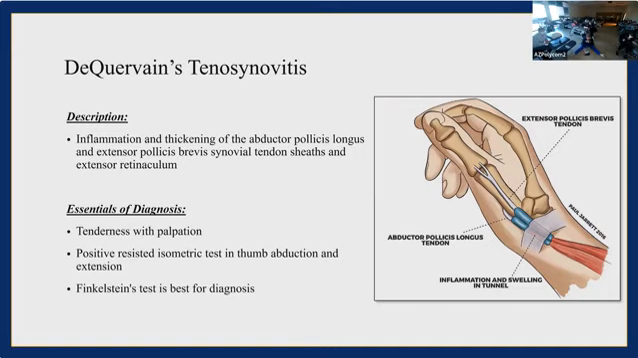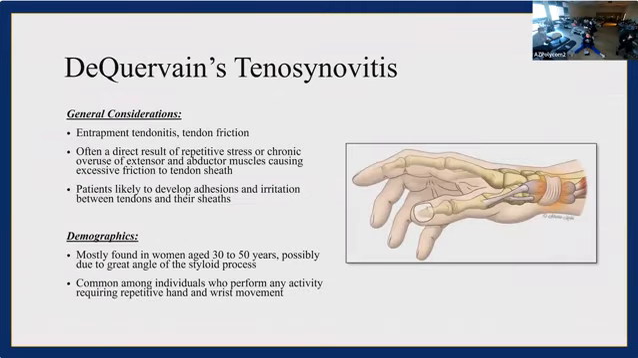And so you can see the anatomy on the right. You can see the two muscles in question, how they cross underneath the extensor retinaculum. And the blue is the synovial tendon sheath. And what happens is that sheath gets irritated through friction on the extensor retinaculum, and you can get inflammation and pain. So it's entrapment tendonitis from tendon friction. It's a good artist rendition there on the right.